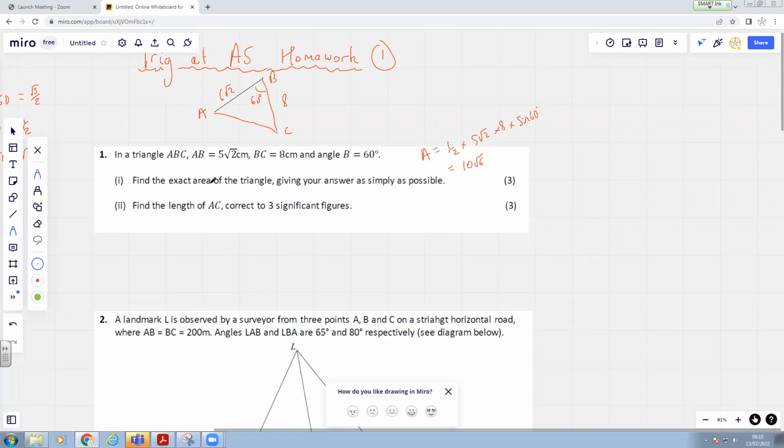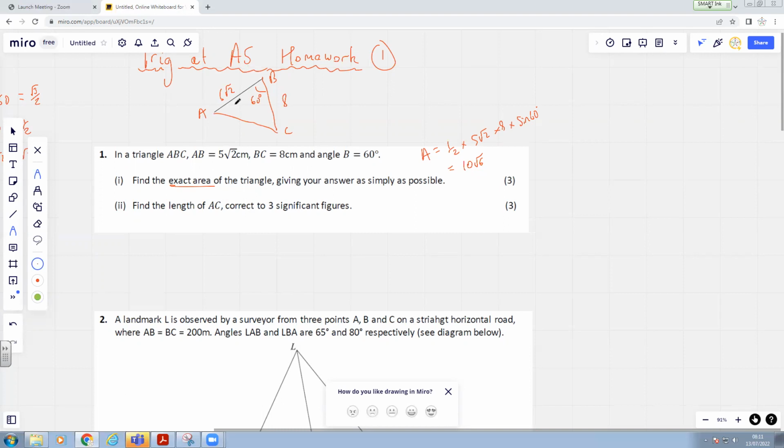And they want the exact area, so I need to leave the roots in it. By the way, I suppose you could, well, yeah, that's probably the nicest way of writing it. See, sine 60 is root 3 over 2. The over 2 changes that into a 4. The root 3 times root 2 is root 6. And then you've got 4 times a half, which is 2 times 5, which is 10.